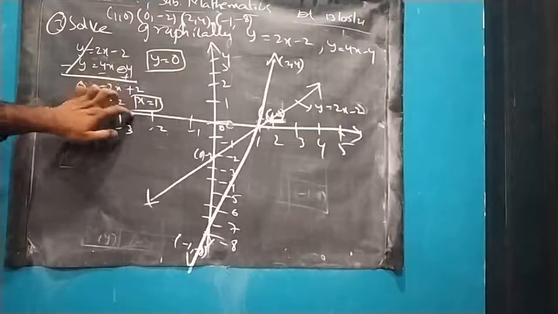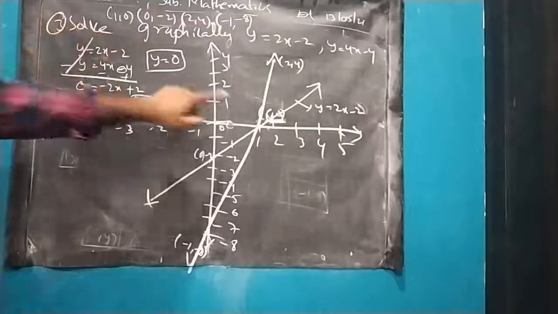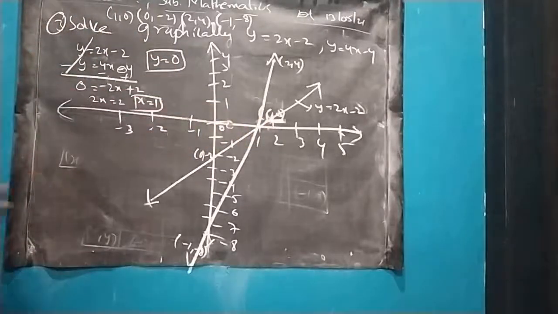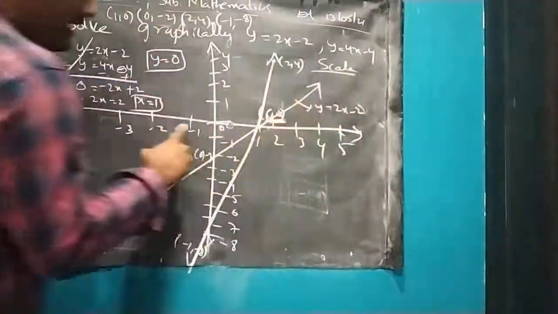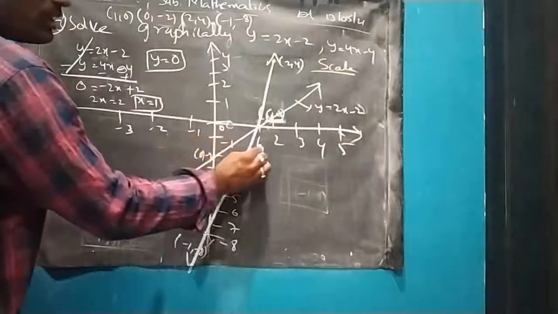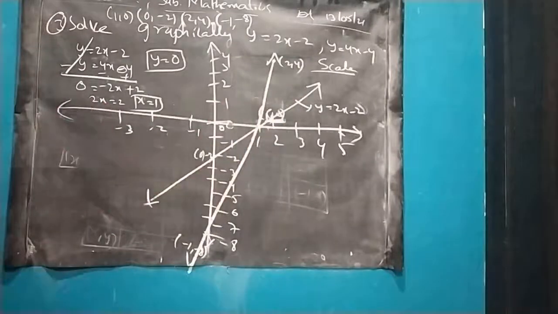For better clarity, we have to do the elimination method alongside the diagram and check whether our meeting point is correct or not. So lastly, we have to mention the scale here. On the x axis, 1 centimeter is equal to 1 unit. On the y axis, 1 centimeter is equal to 1 unit.